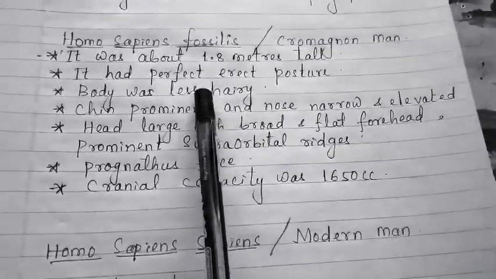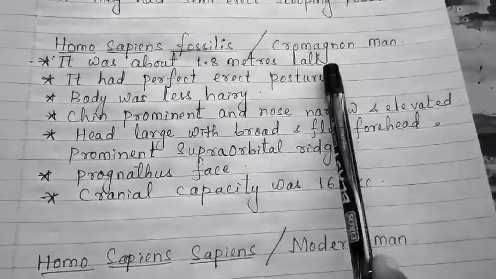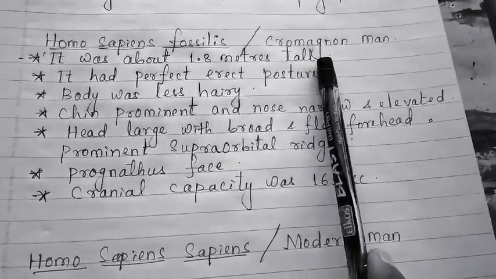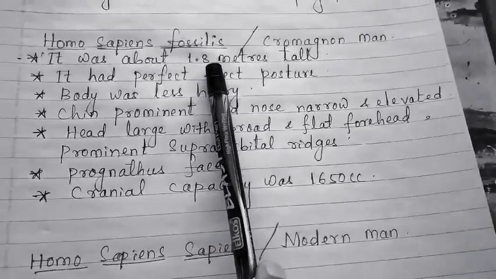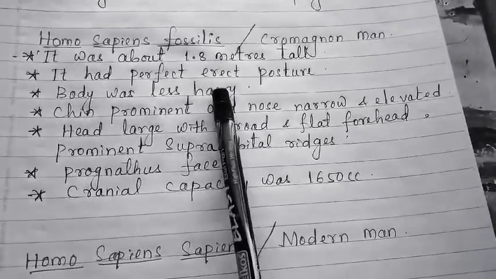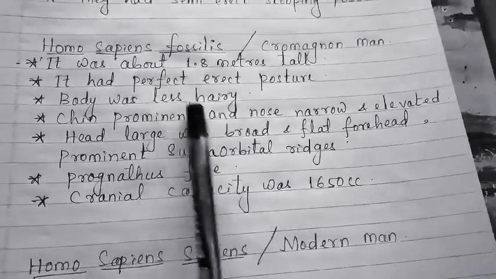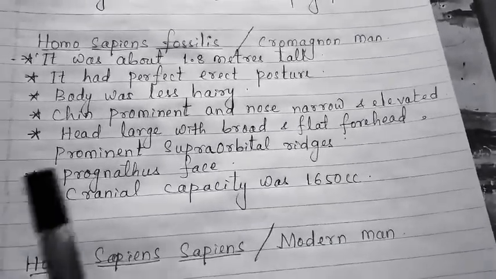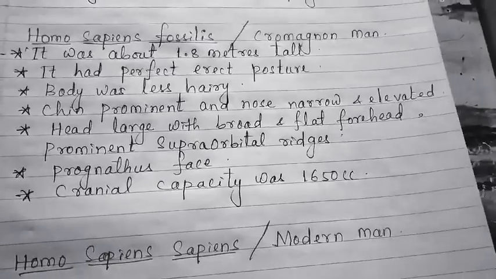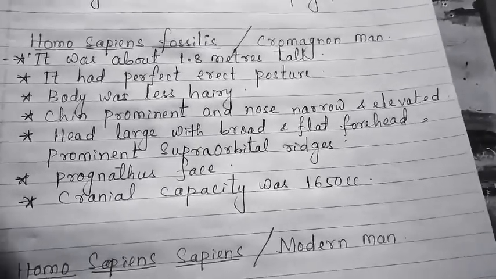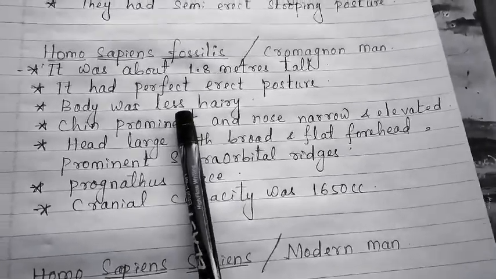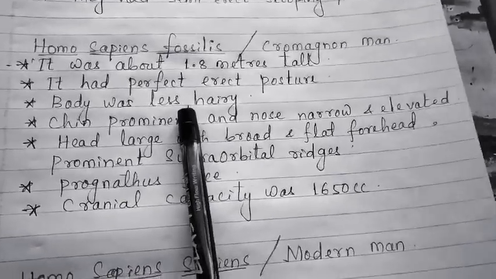Next comes Homo sapiens fossilis, which is otherwise called the Cro-Magnon man. Its height was 1.8 meters. It had a perfect erect posture, a completely straight posture. The body was less hairy. The previous types of human races had more hair on the body, but here the body was not hairy.